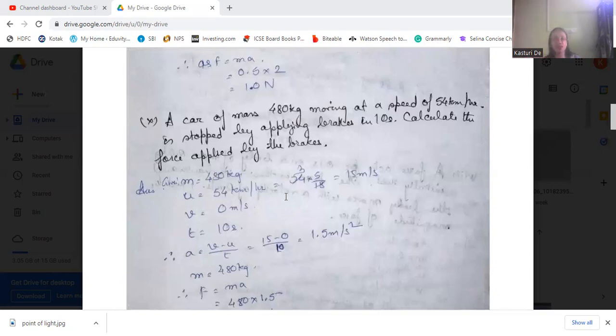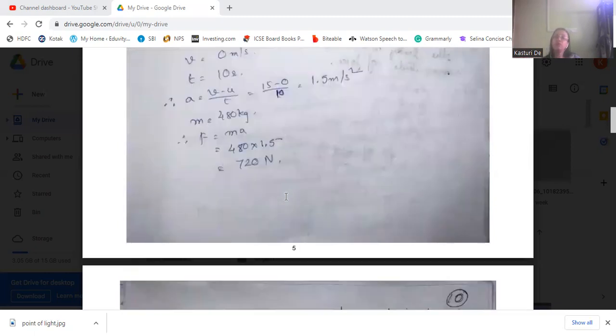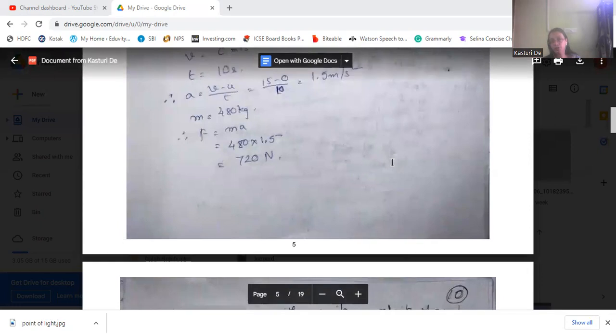So we know the mass, that is 480 kgs. We know the acceleration now. So we can find out the force. Force is equal to mass into acceleration. So we put the values and we will get 720 newtons.